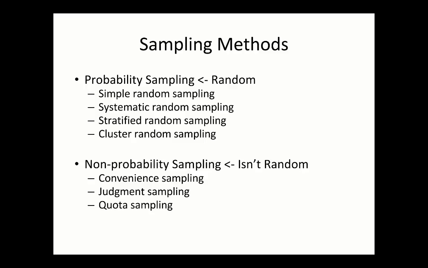In non-probability sampling, members of a sample are deliberately selected for a specific purpose. For example, it's not random. Specific techniques of non-probability sampling include convenience sampling, judgment sampling, and quota sampling. I will discuss each of these techniques in more detail in the subsequent slides.